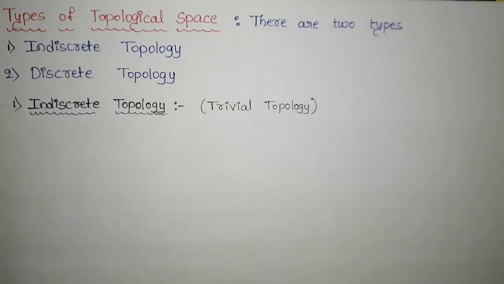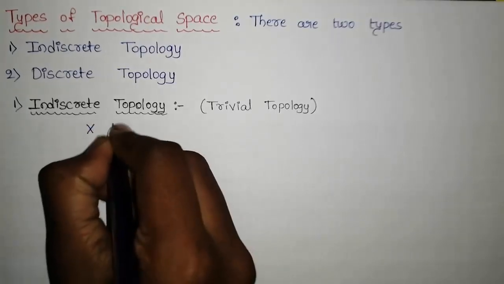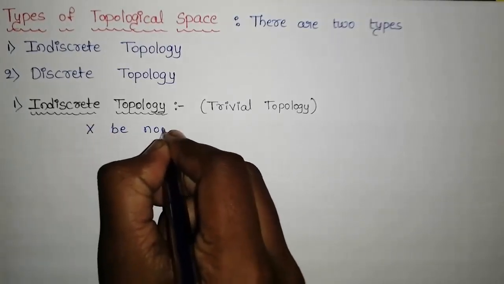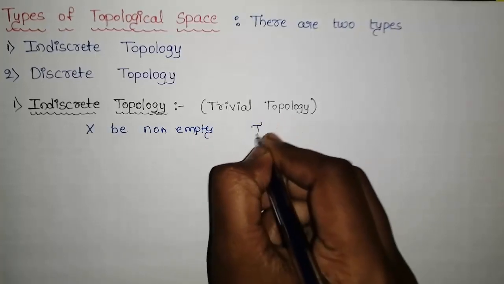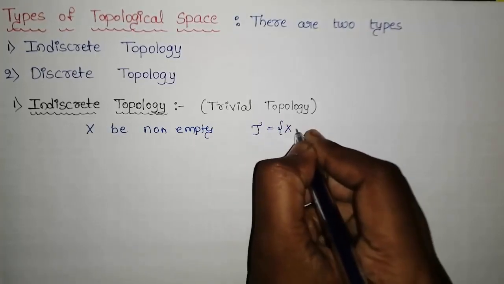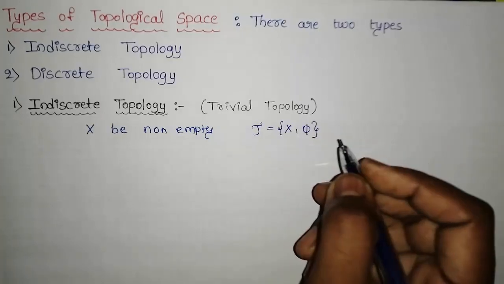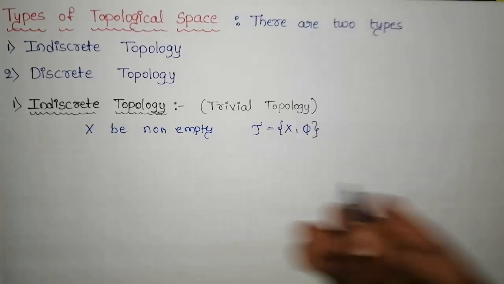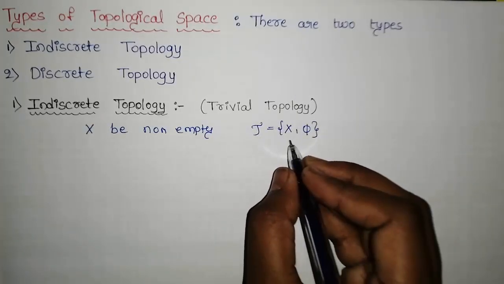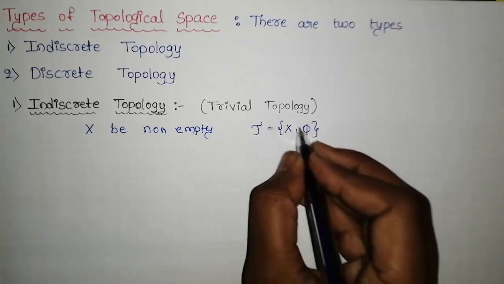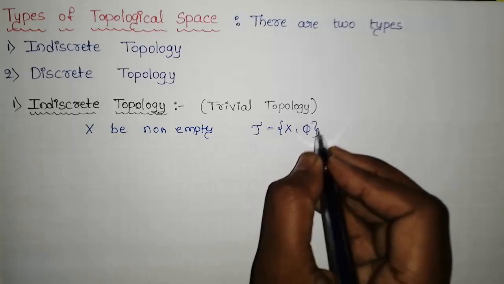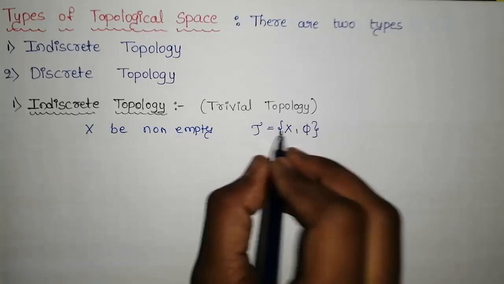Here I am considering, let X be a non-empty set and tau be the collection of the empty set and the whole space. This is always a topology on X, and that is known as indiscrete topology.